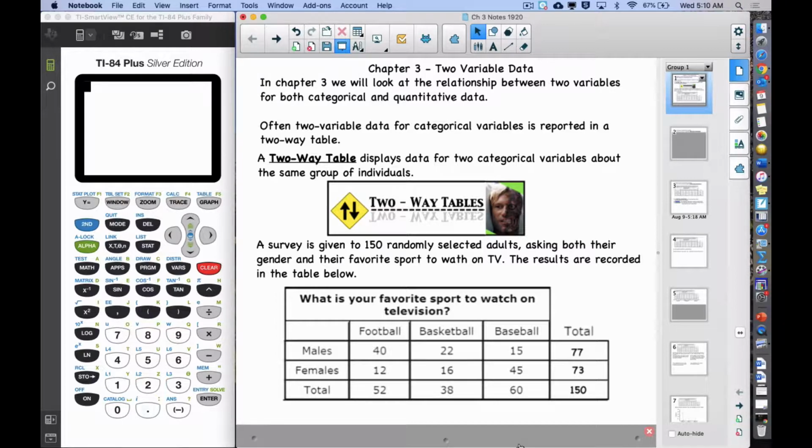So for example, surveys given to 150 randomly selected adults, asking both their gender and their favorite sport to watch on TV. And then here are the results. So this is a two-way table because we have information about the males going in one direction, information about their favorite sport to watch in the other direction. Sometimes the totals will be on there. Sometimes they won't. So just watch for that. You may have to calculate them yourself.